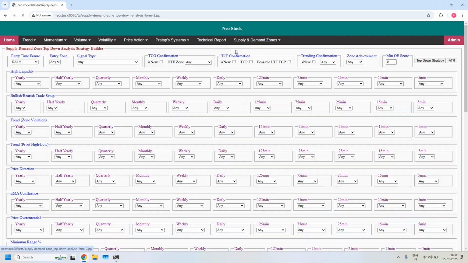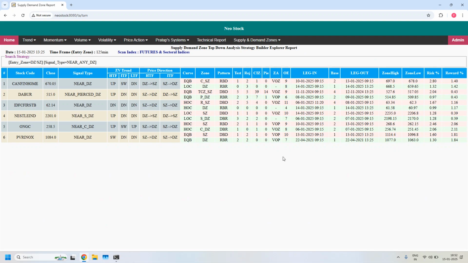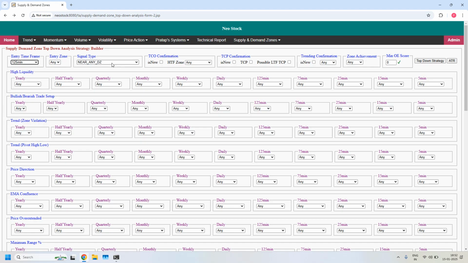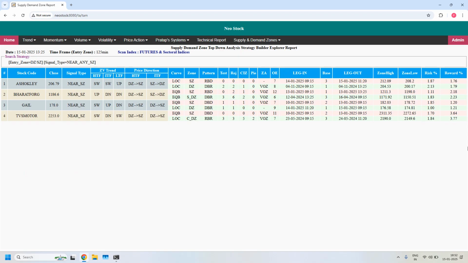Next time frame is 125 minutes. Stocks near 125 minutes demand zone, 6 stocks are filtered. Next, 125 minutes time frame, stocks near 125 minutes supply zone, 4 stocks are filtered.